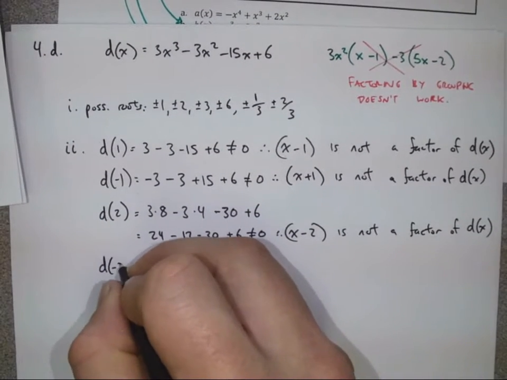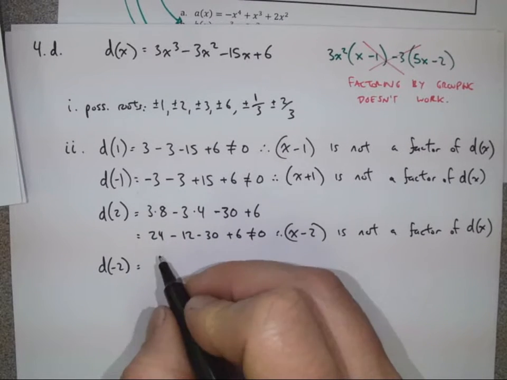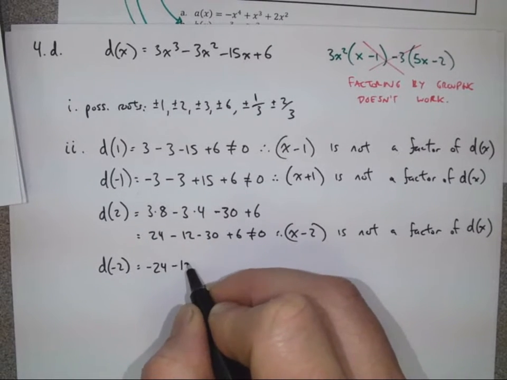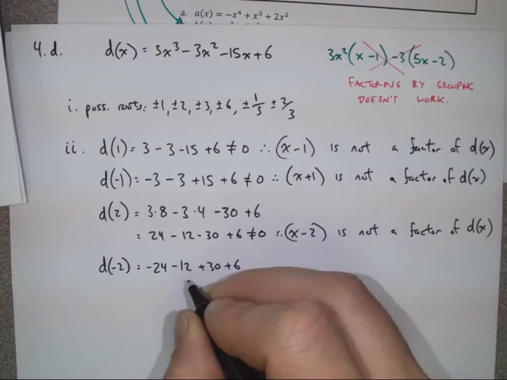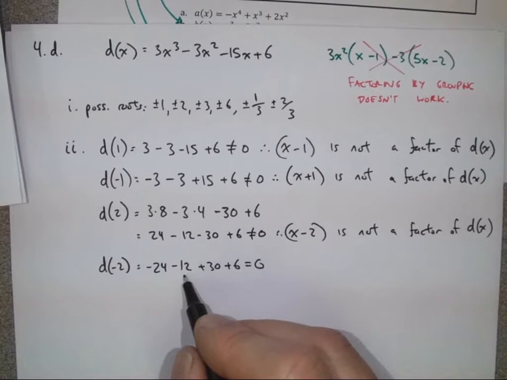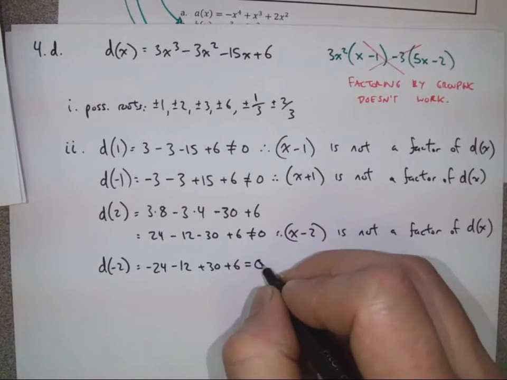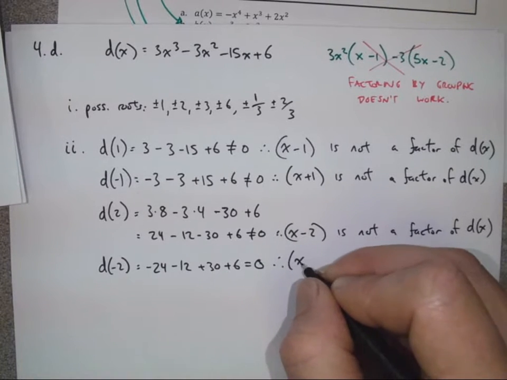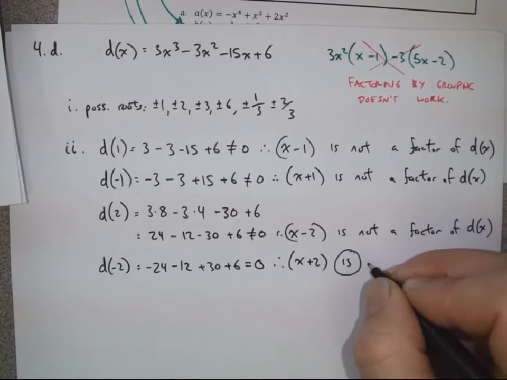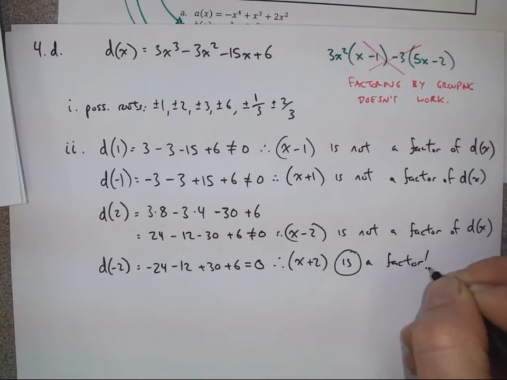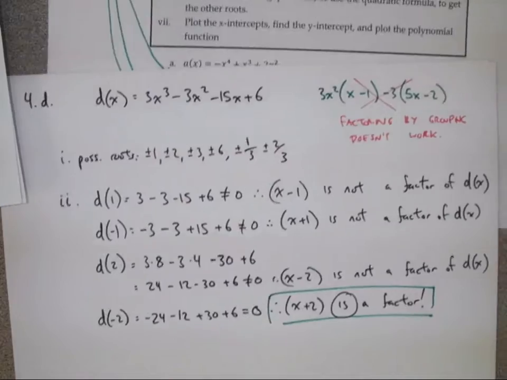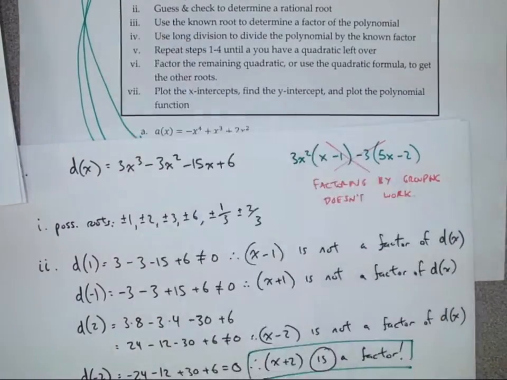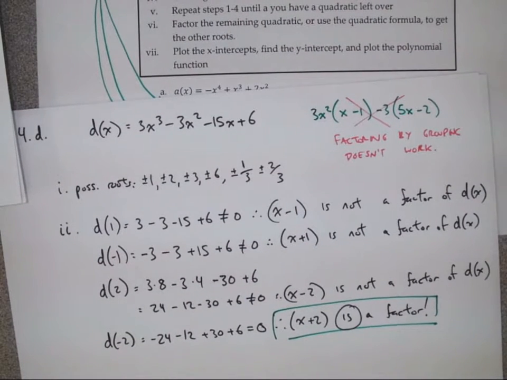Try another one, d of negative 2. So that's going to give me negative 24, take away 12, plus 30, plus 6. Oh, that's looking good. That does equal 0, because those guys together are negative 36 and positive 36. You can check with your calculator if you don't believe me. And I get x plus 2 is a factor. All right, happy days. So that's great. And so what we just did is step 3 there, I guess. And that's step 3.